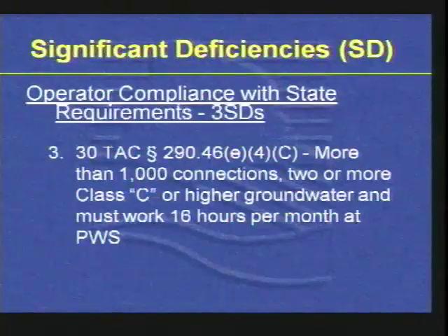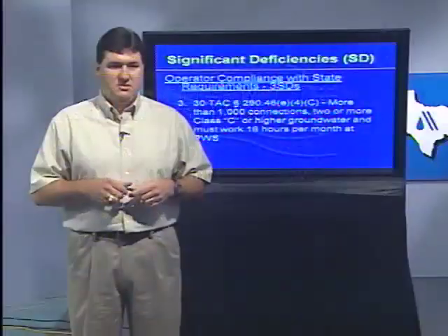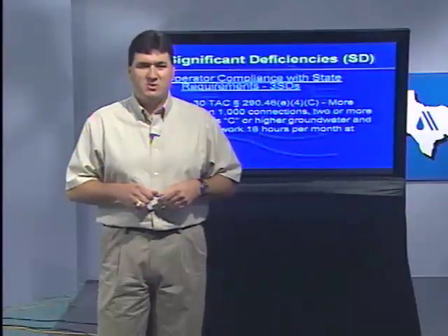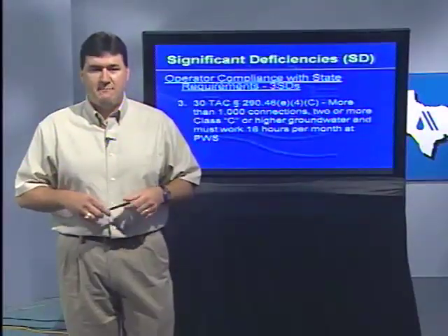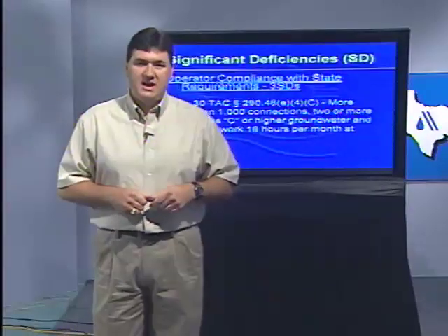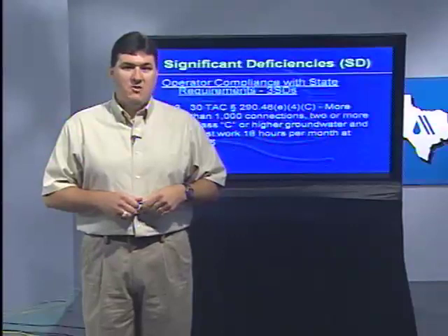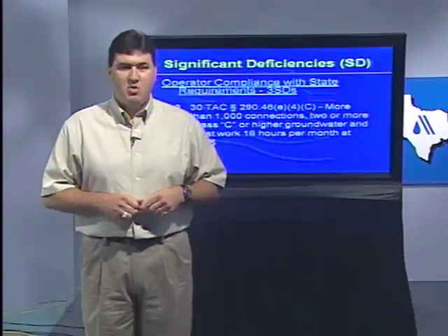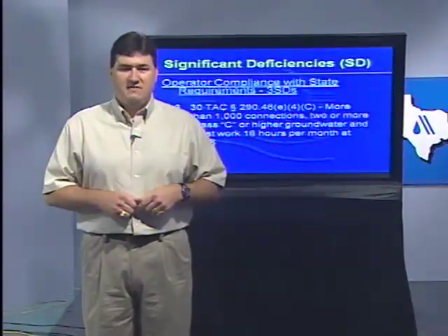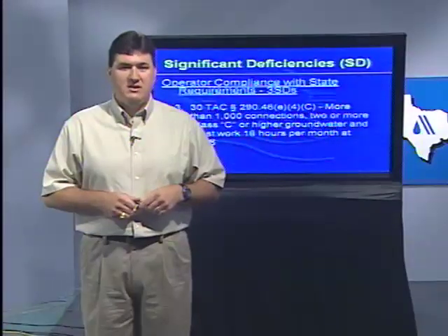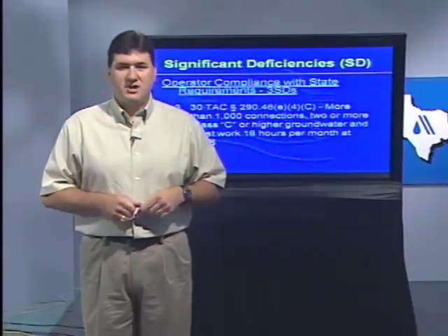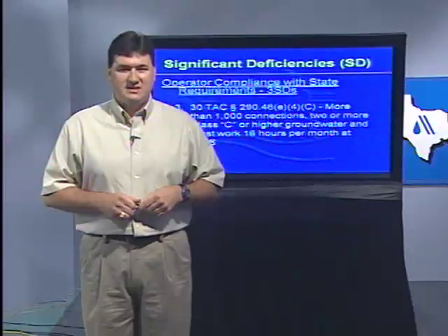And the last one is 29046E4C. More than 1,000 connections, 2 or more Class C or higher groundwater operators, and the operators must work 16 hours per month at the public water supply. And again, this is a citation or a significant deficiency that historically has been a more frequently identified violation. So in the future, it may be frequent. So please ensure that your operators have the adequate level of licenses.